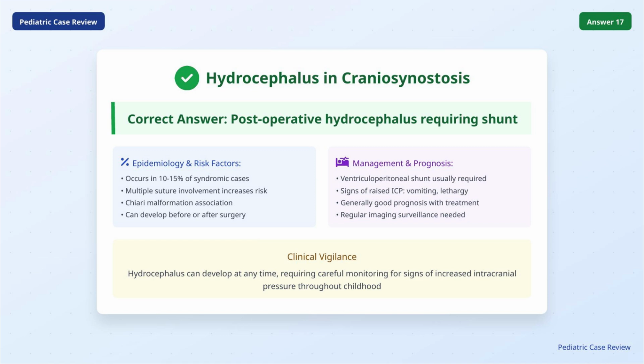This complication develops in 10 to 15% of syndromic craniosynostosis patients, particularly those with multiple suture involvement or Chiari malformation. Treatment typically requires ventriculoperitoneal shunt placement. With appropriate management, prognosis is generally favorable, though these patients require careful long-term monitoring.